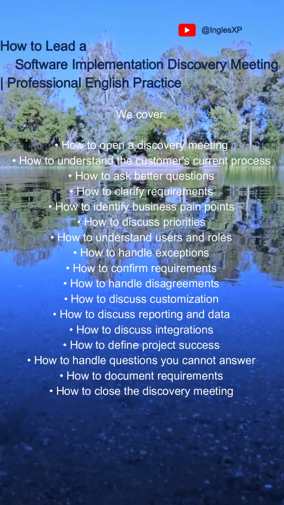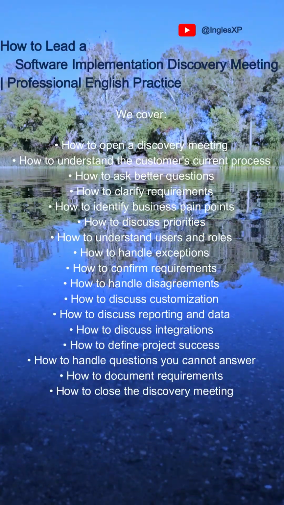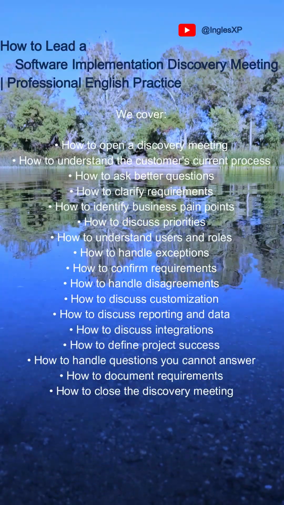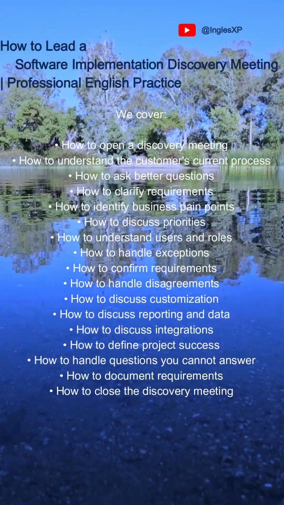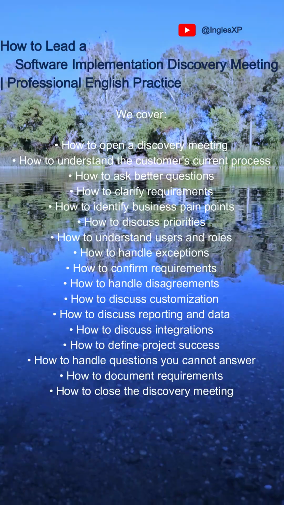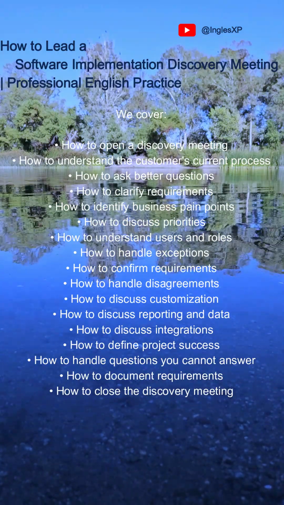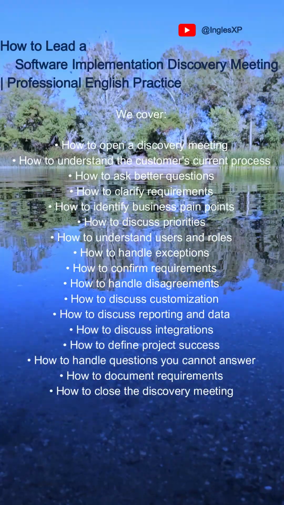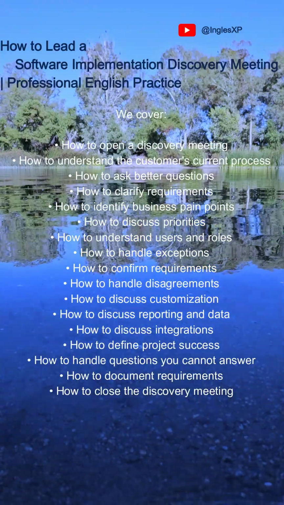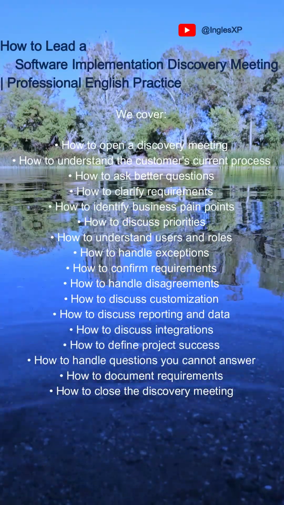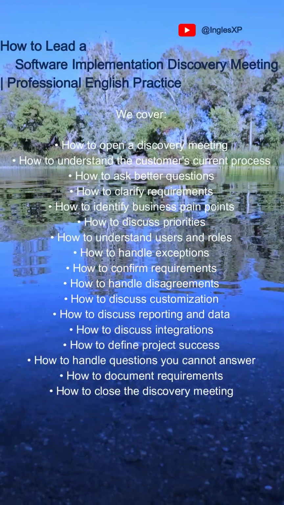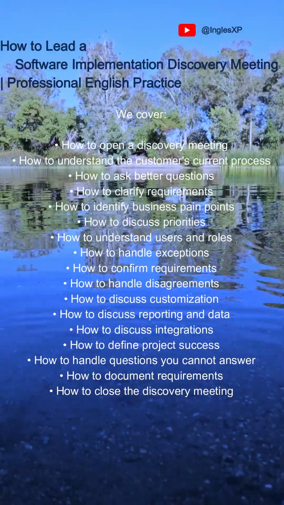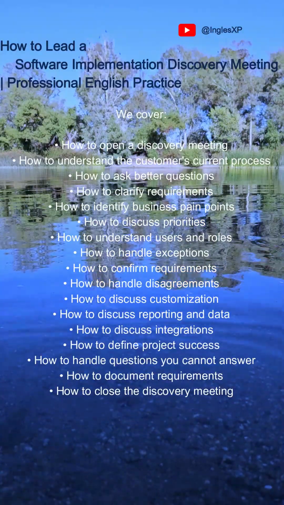Section 9. Discussing exceptions. One of the biggest mistakes in software implementation is focusing only on the normal process. The normal process is usually easy. The difficult part is the exception. So ask, what happens when something goes wrong? What happens if the customer changes the order? What happens if there is not enough inventory? What happens if an approval is rejected? What happens if the price is incorrect? What happens if the information is missing? These questions can reveal important requirements.